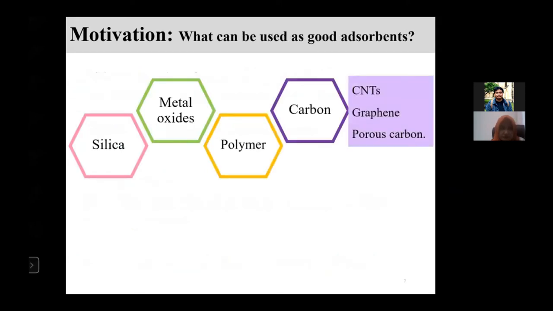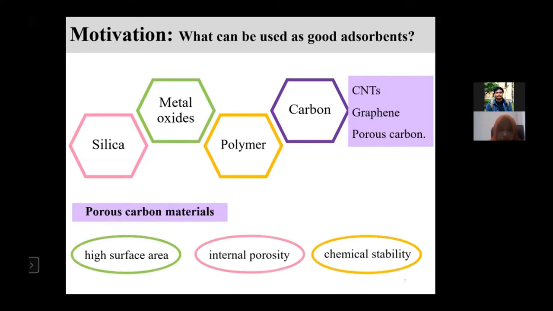Okay. There are so many adsorbents. One would be silica. One would be metal oxide. Polymer can also be a good adsorbent. And what I'm going to talk about today is carbon. The carbon can be carbon nanotube, graphene, or even porous carbon from wood, for example. And I will focus more on porous carbon materials.